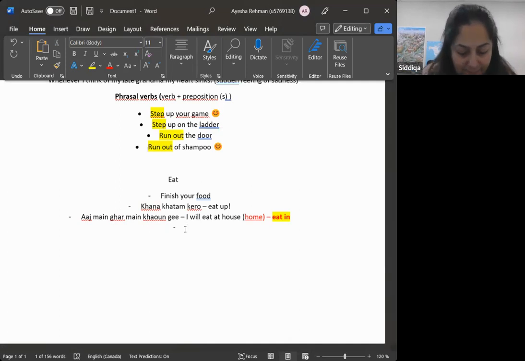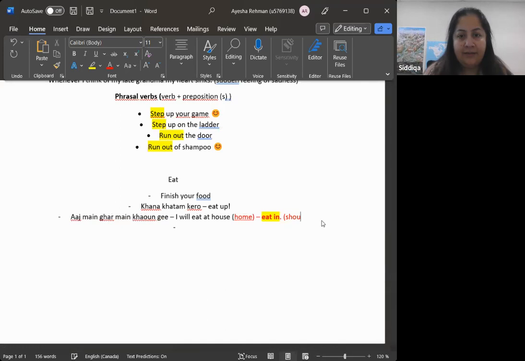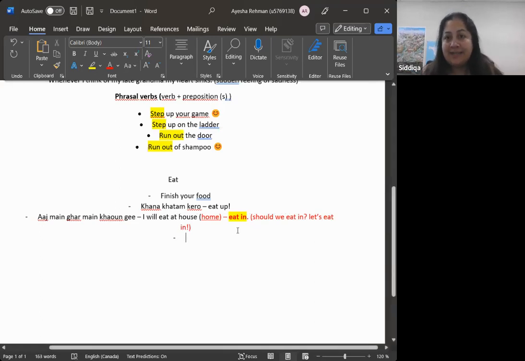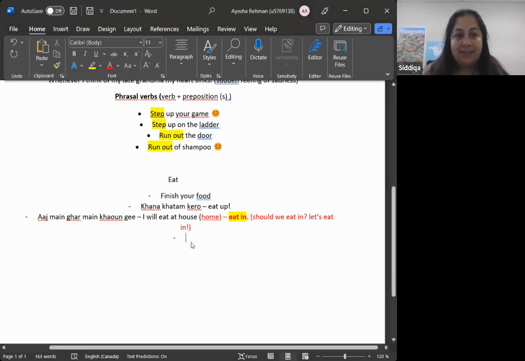I will eat in, or I will eat in home. I'll eat in, no home. So you will literally stop right there, full stop. Eat in, right? So imagine ghar mein khana khayein. The conversation will go just like that. We don't have to use the word home because this means home. It doesn't mean their home or somebody else's. It means home, apne ghar mein, like that.